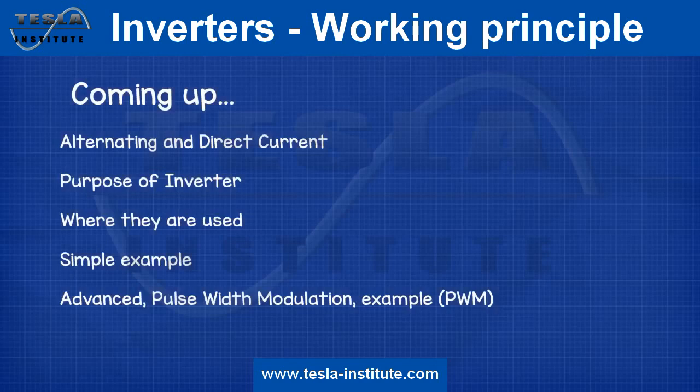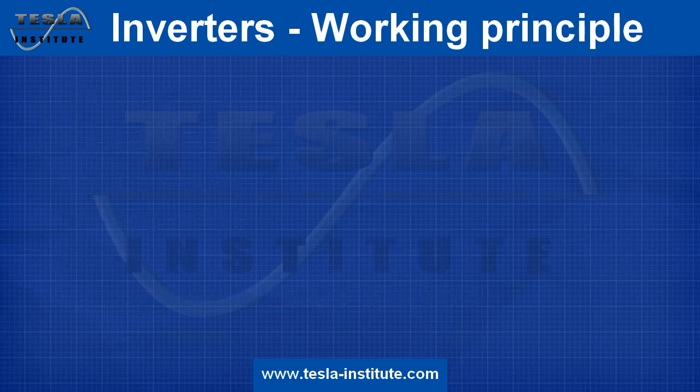We'll first of all look at the difference between alternating and direct current, then we'll look at the purpose of inverters and where they are used, then we'll move on and have a look at a simple example of how they work, and finally we'll look at a more advanced pulse width modulation example. So what is an inverter?